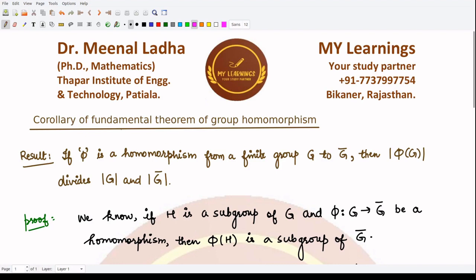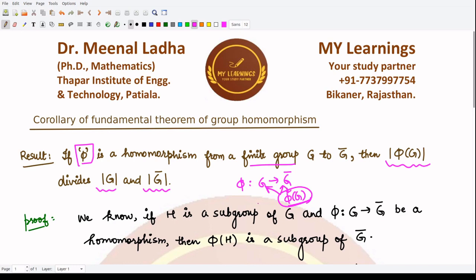In this video, we'll be learning about the corollary of the fundamental theorem of group homomorphism that we studied in the previous video. This result tells us that if phi is a homomorphism from a finite group G to G bar, then the order of phi of G divides both the order of G and the order of G bar, correct? So we are given phi from G to G bar is a homomorphism. Then the image of G under phi, which is a subgroup of G bar, has an order that divides both the order of G as well as the order of G bar.